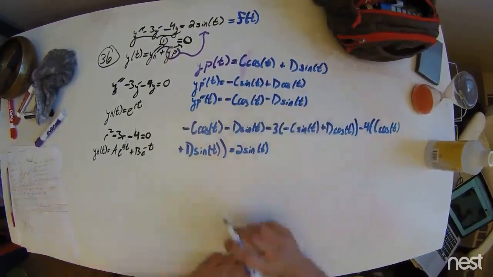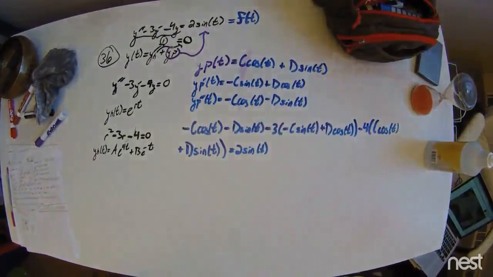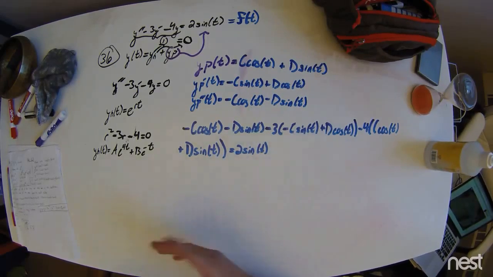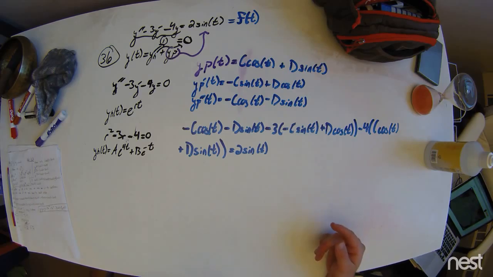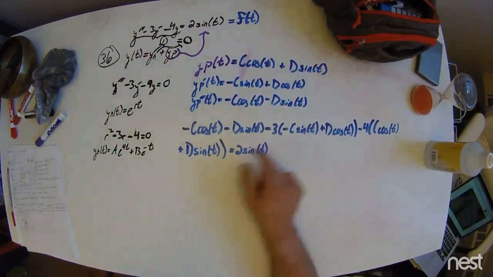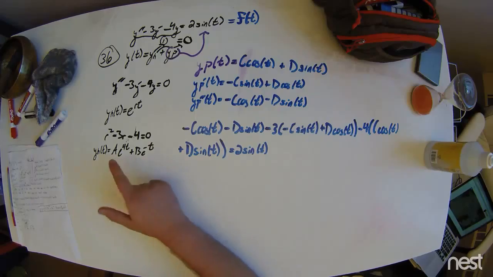This is a real mouthful. It may look really confusing and horrendous at first, but it's really not so bad. After you group all the terms together, the cosines and sines, and then set the constants on each side equal to each other, you can then solve for c and d, which then allows you to rewrite your y particular solution. And then that allows you to write the whole entire solution for y of t, and then if you have additional conditions, solve for a and b in the problem.